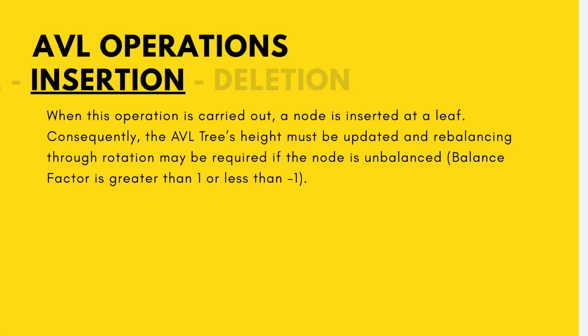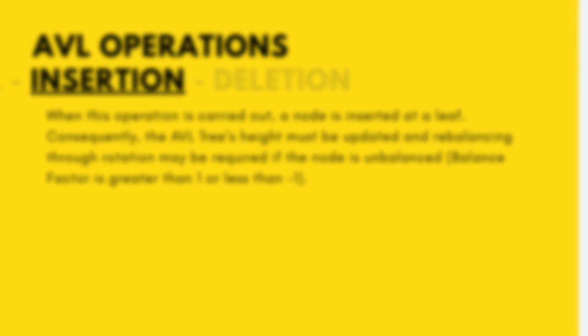Moving on, when the insertion operation is carried out, a node is inserted at a leaf. Consequently, the AVL tree's height must be updated, and rebalancing through rotation may be required if the node is unbalanced, where the balance factor is greater than 1 or less than -1.